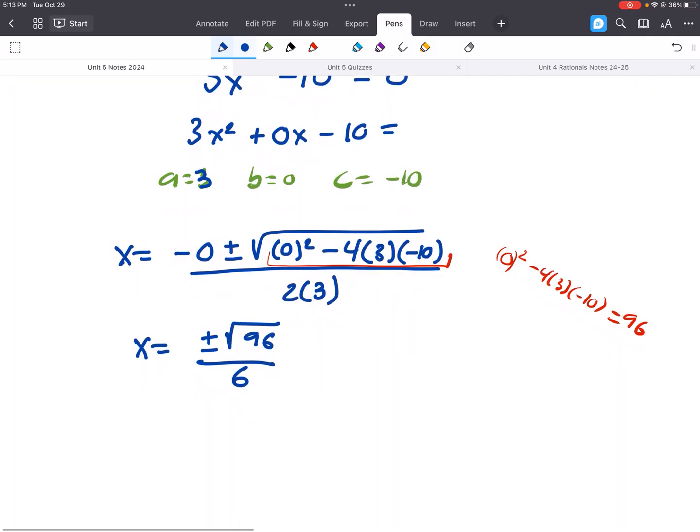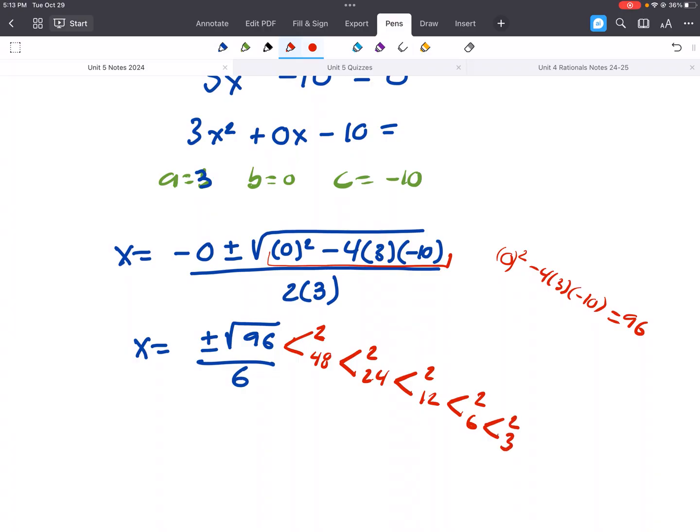Okay, so next we wanted to see if we could simplify the root. So we could do 2. We could try 2 and 48, 2 and 24, 2 and 12, 2 and 6, 2 and 3.